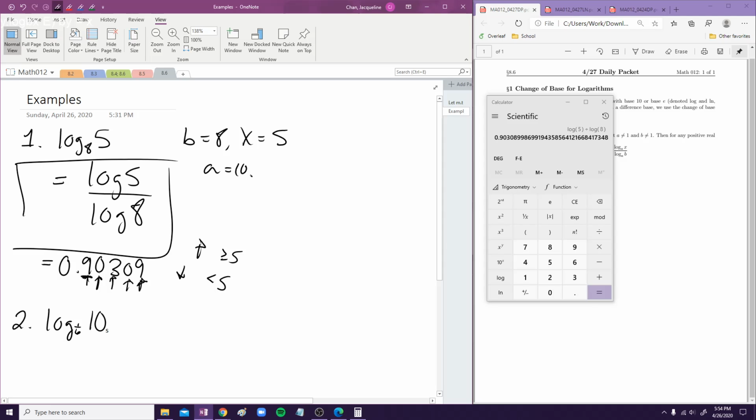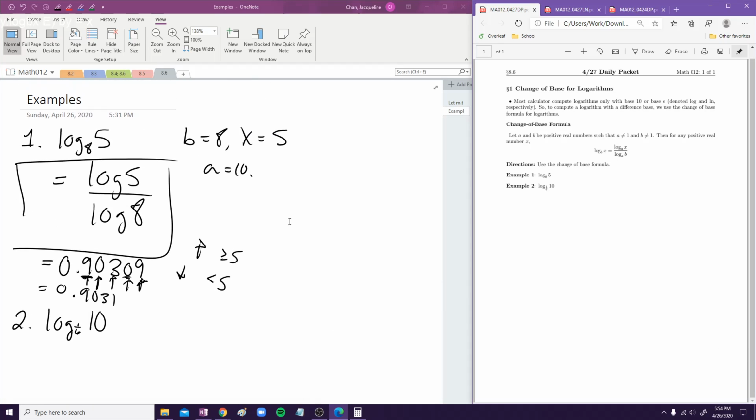If they ask for the nearest 10,000th, so the nearest 4 decimal places, right here, we would look at this number, and this is 9, so 9 is clearly greater than 5, so then this would be 0.9031. So that's just a little review on how to round. But for our purposes, for when we do a test, I want it to look like this. Now, this one was pretty straightforward.